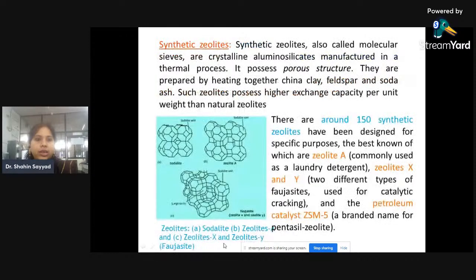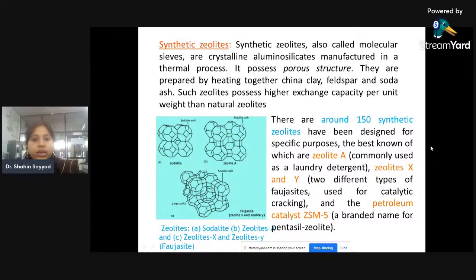catalytic activity. Another type of zeolite is the synthetic zeolite. Synthetic means we are fabricating them in a lab. Synthetic zeolites, also called molecular sieves, are crystalline aluminosilicates manufactured in a thermal process. They possess a porous structure and are prepared by heating. If we heat china clay, feldspar, and soda ash simultaneously, it produces synthetic zeolite.